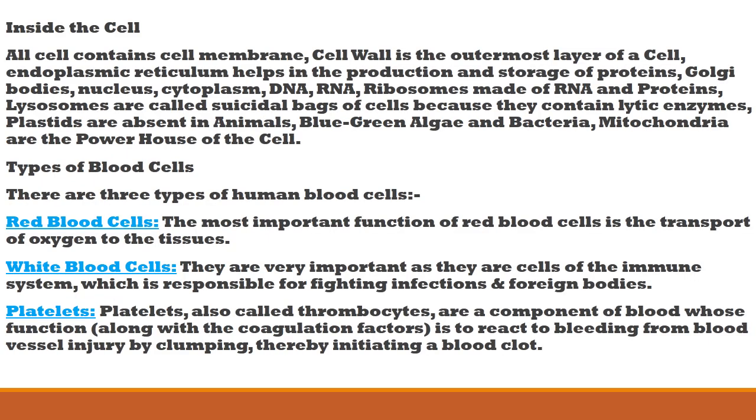Inside the cell, this is the slide. There are so many things summarized. All cells contain a cell membrane, and the cell membrane is made up of phospholipids. The cell wall is the outermost layer of a plant cell, and the cell wall is made up of cellulose. Endoplasmic reticulum helps in the circulation of fluids in the body. Golgi bodies, nucleus, cytoplasm, DNA, RNA, ribosomes made up of RNA and proteins.